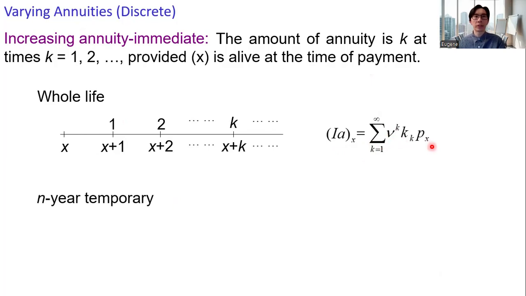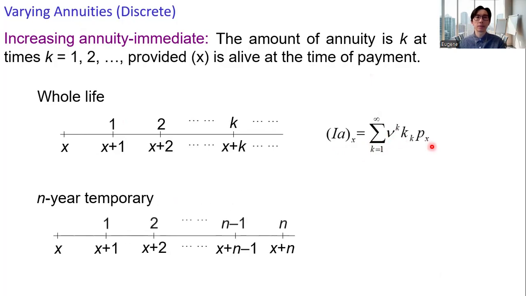For the n-year increasing annuity immediate, the last payment, the payment of n, is made if the individual survives to age x plus n. And we have the corresponding notation and the expression for the actuarial present value.